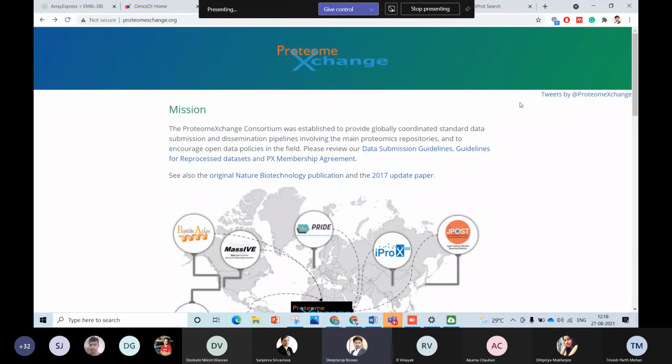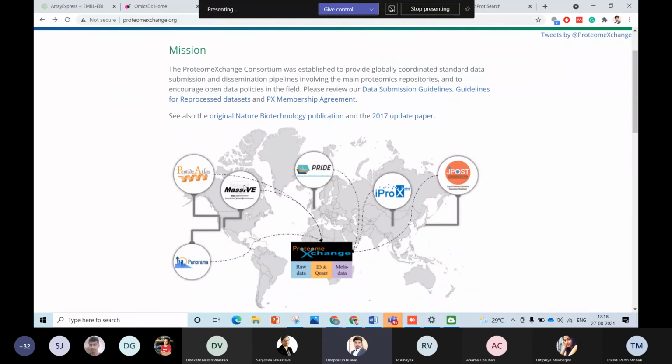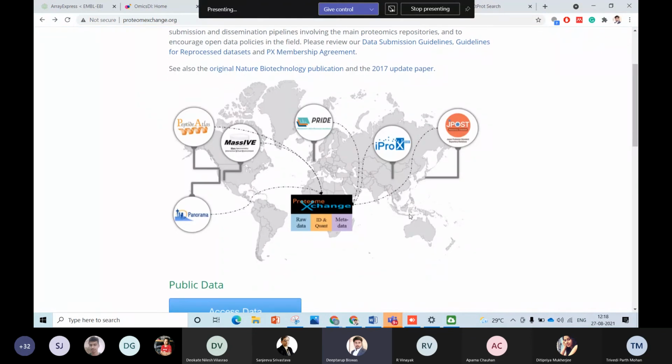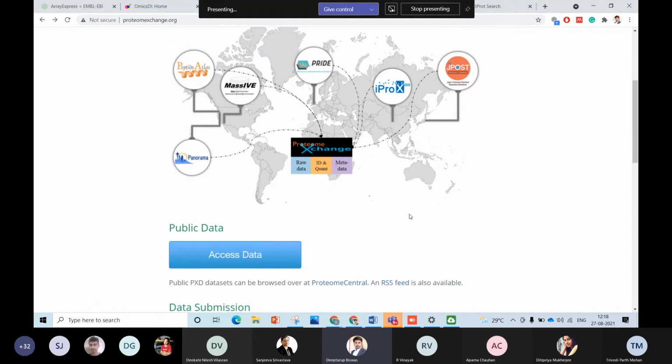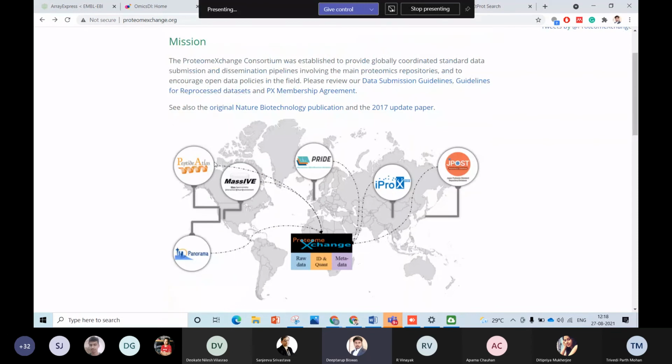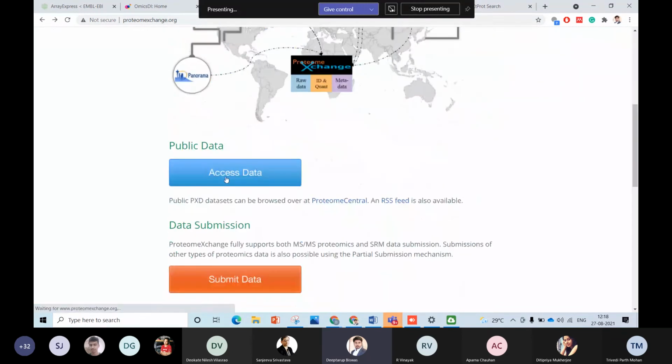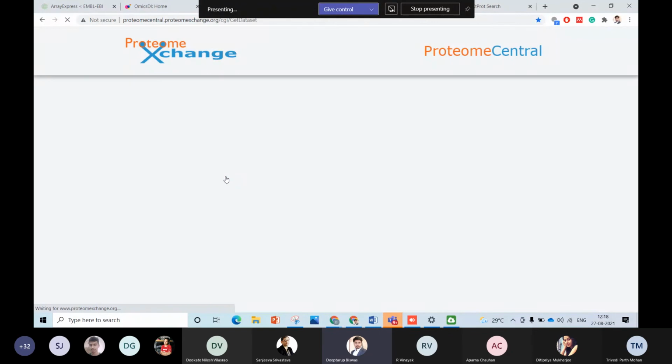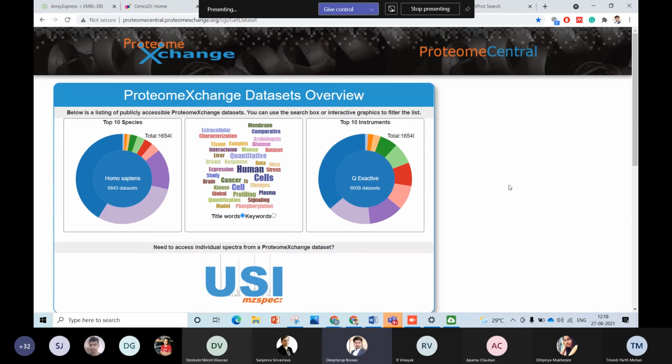This particular repository is the umbrella hub where different proteomics and mass spectrometry based database repositories have been taken together, where all different types of mass spec data, from shotgun proteomics data, DIA, to targeted proteomics data, could be accessed. If you open proteomeexchange.org and click into access data, you will see that this repository also allows you to submit data, but today we'll talk about accessing the data.